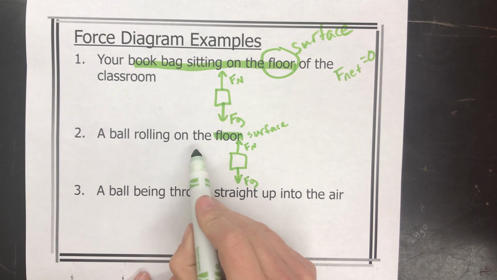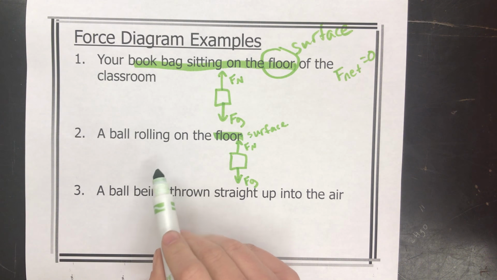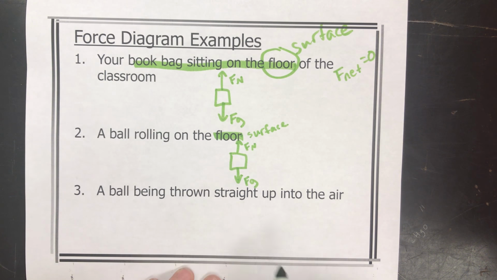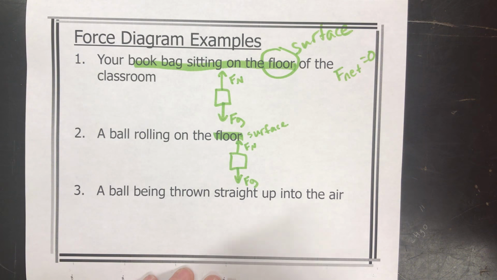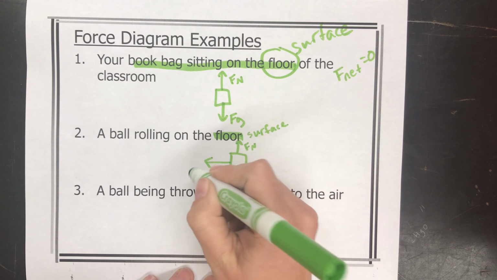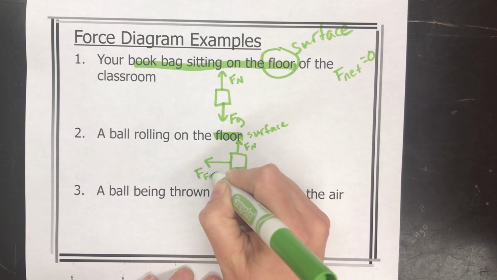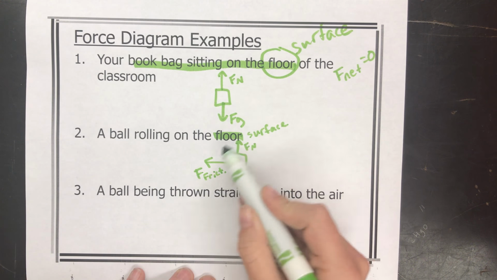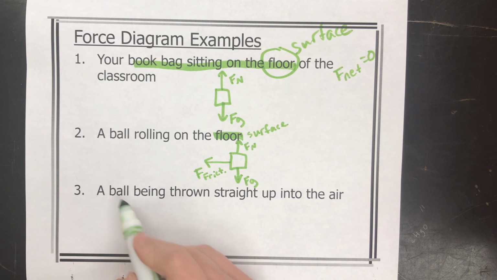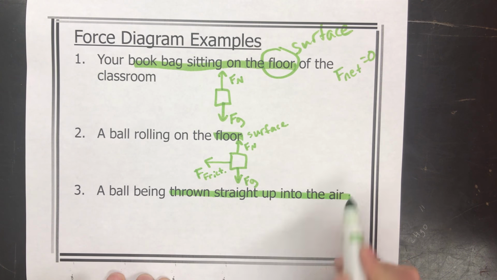Now, the ball is rolling on the floor. Okay, it doesn't say that you're pushing it, it's just rolling by itself. Okay, it's already been pushed, it's already rolling. Now let's say it's rolling to the right. If it's rolling to the right, that means there has to be some kind of friction. Okay, and that's it. Eventually the ball will stop. It's decelerating, it's slowing down because of that friction. This is unbalanced forces.